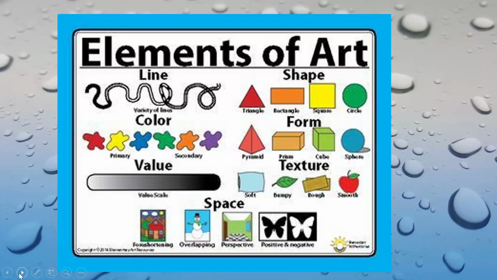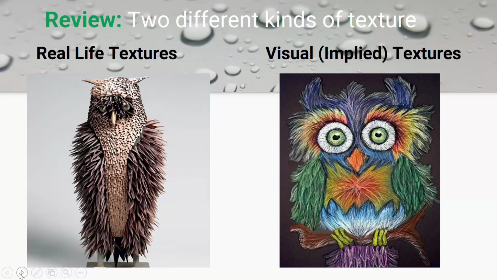Just to review, texture is one of the 7 elements of art, along with line, shape, color, form, value, and space. Reviewing 2 different kinds of texture.